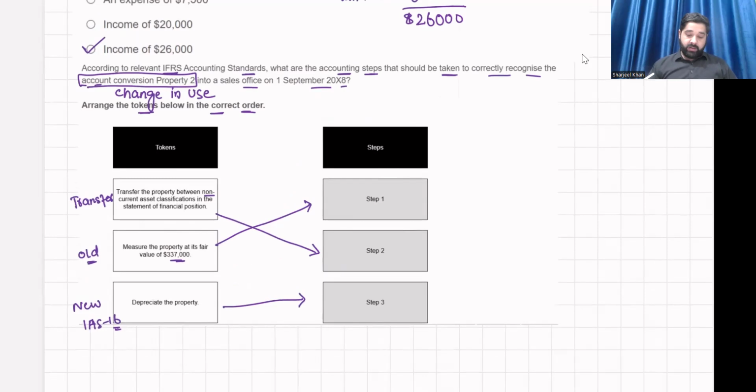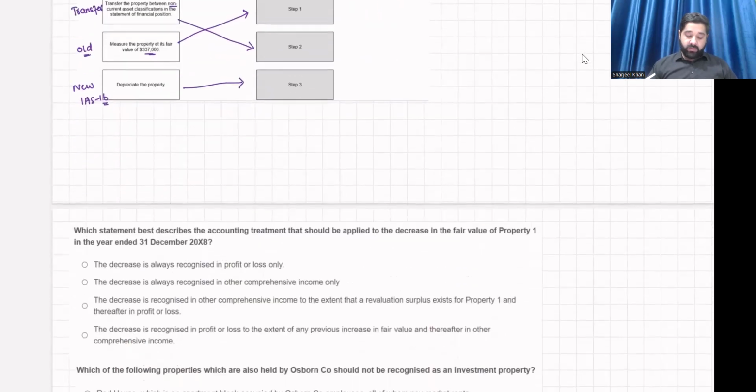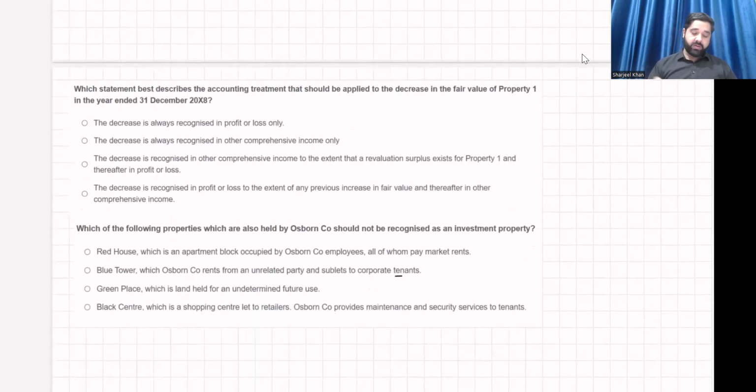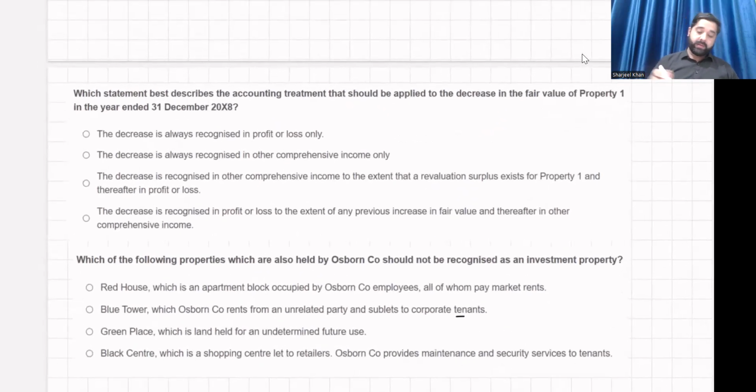Okay. Now let's move forward to the next requirement. Which statement best describes the accounting treatment that should be applied to the decrease in the fair value of property 1? The decrease in the fair value of the property 1.